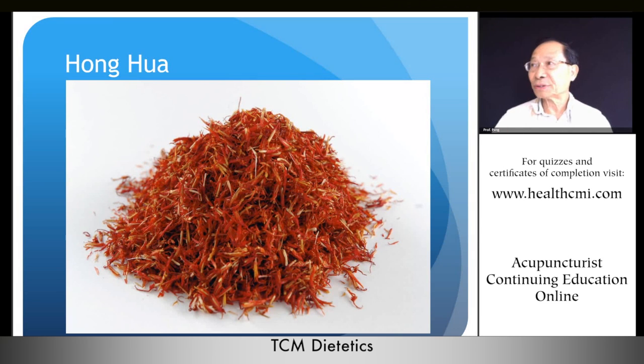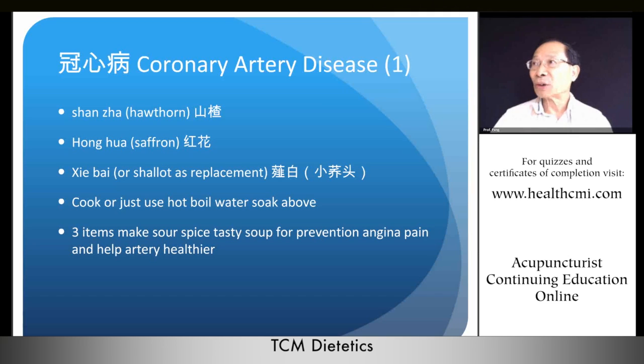Okay, but the percentage needs to be adjusted. Like we mentioned before, if the stomach has too much acid, then the shanzha percentage will be lower. Then the honghua, what about it? In the Chinese medicine system, it moves the blood.